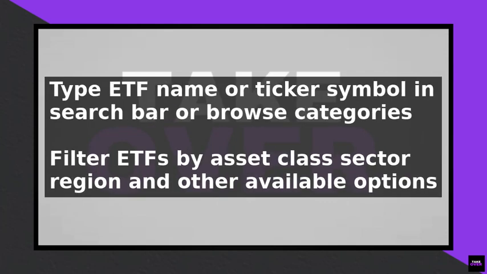For example, if you are looking for a technology ETF, you can select the technology sector from the filter options and browse through the available ETFs. You can also use the search bar to find a specific ETF, such as the Vanguard Information Technology ETF, by typing in its ticker symbol, VIT.